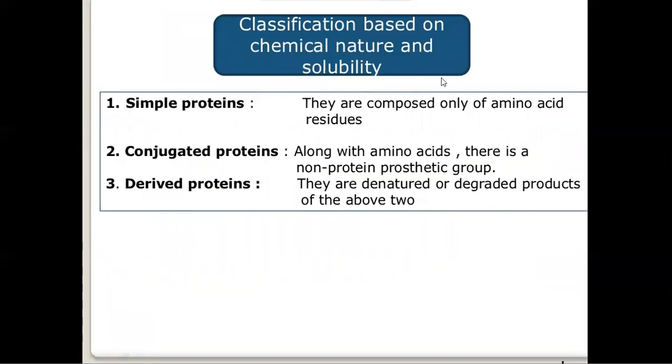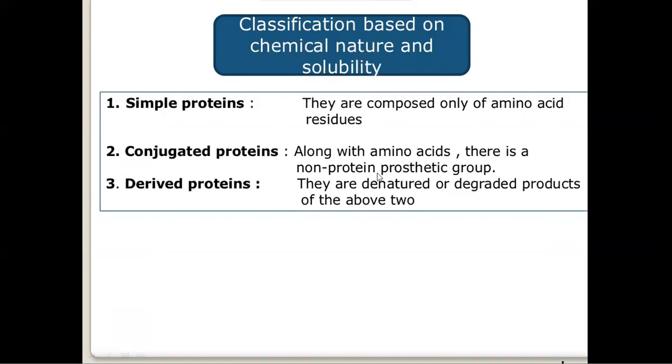And classification based on chemical nature and solubility. Here there are three important types: simple proteins, conjugated proteins, and derivative proteins. A simple protein has only an amino acid sequence, and conjugated proteins have an amino acid sequence along with a non-protein prosthetic group. The non-protein prosthetic group is tightly bound with the protein group and may be organic or inorganic.